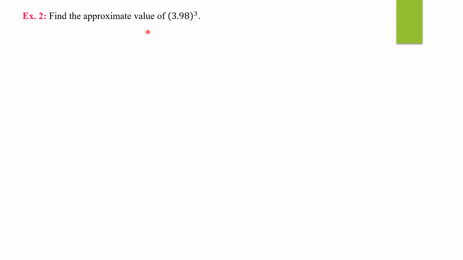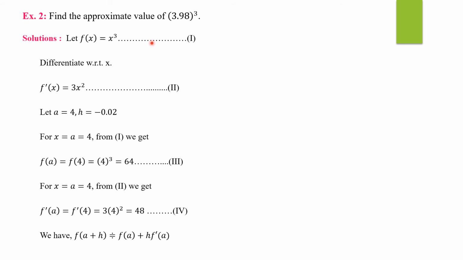Example 2. Find the approximate value of 3.98 cube. Solution. Let f(x) = x cube. Here the function we take is x cube. Differentiate with respect to x, f'(x), the derivative of x cube is 3x square, denoted by equation 2. The number 3.98 is split as 4 and minus 0.02. Therefore, we take a = 4 and h = -0.02.